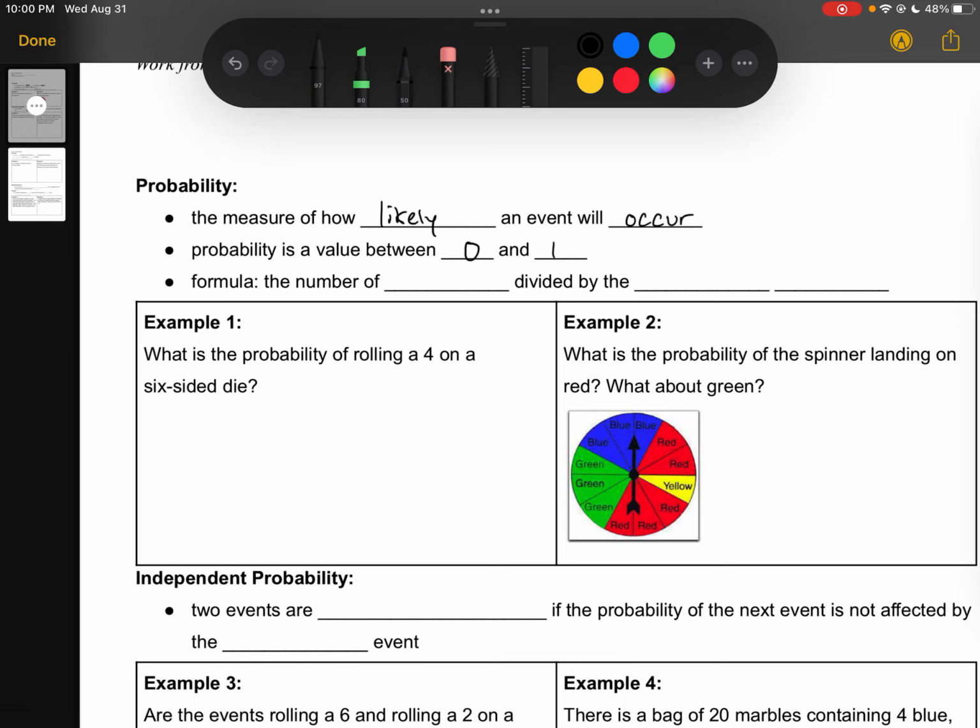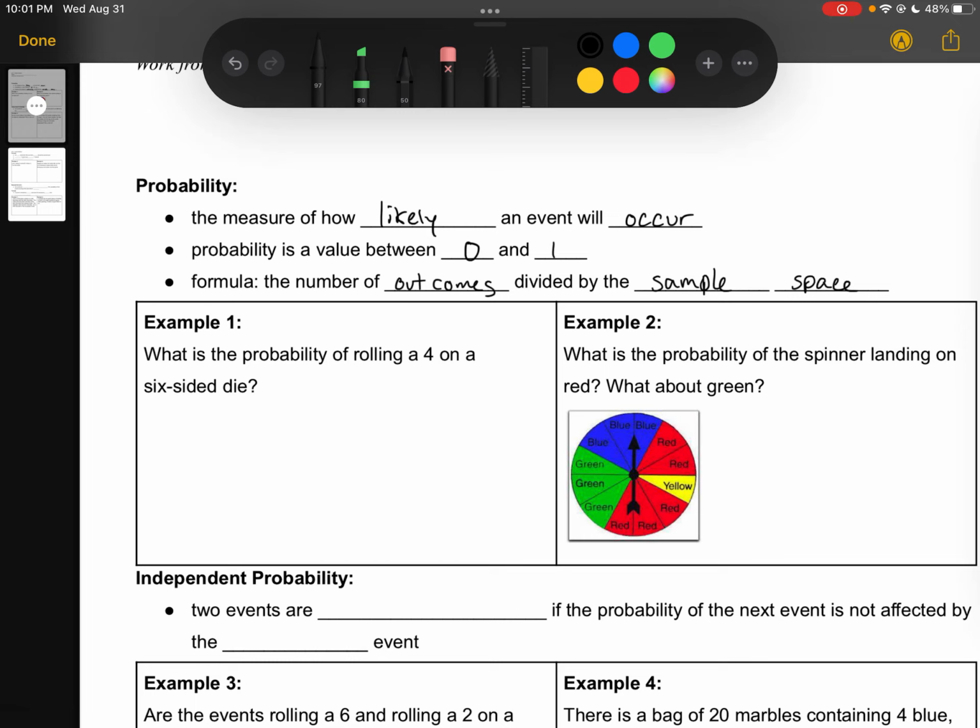So probability, for our formula for this, is just going to be part over whole. So it's basically the number of outcomes that we're looking for divided by everything. So everything in this case, like we talked about in our last lesson, would be our entire sample space. So everything we have, we're putting our favorable outcomes on top. So a few examples that we'll see here.